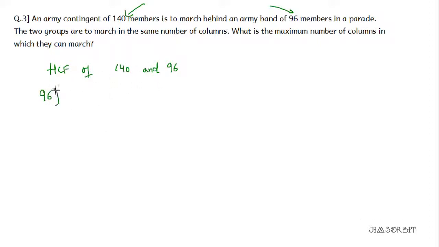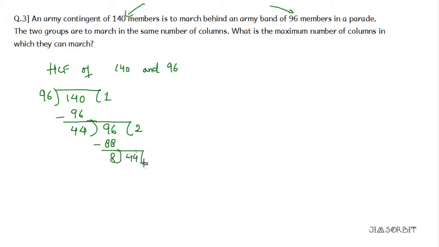1 times will work. Now this 2 times will work. 2 4s are 8, 2 4s are 8. So 88 will come here. Now this will be 44. So 8 5s are 40. So 4 will come and this will be 8. So 4 2s are 8. So we have found that the HCF of these two numbers is 4.